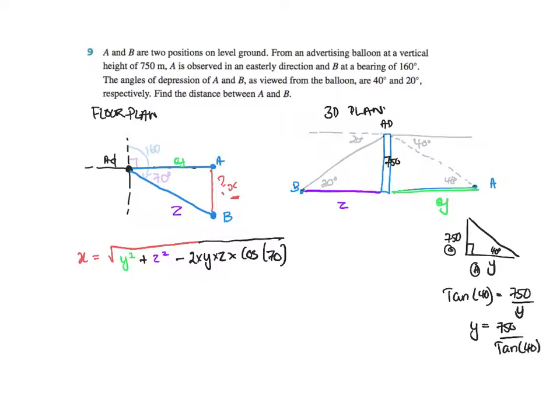You could do that in your calculator, and then you would have an answer for y, which we could put over here. Then I could use this one over here and do the same: tan 20 degrees equals opposite, which is 750, over z, so therefore z is equal to 750 divided by tan 20. Then I have an answer for z, and I can put that in here, and then I can solve it, and I'll let you do that.